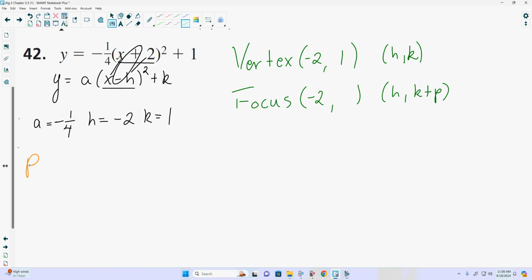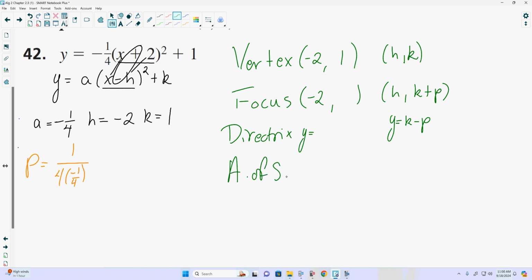Yes, because we still need to calculate P, which is 1 over 4 times A. And we'll do that here in a second. So we don't have that quite yet. Directrix, well, y equals k minus p. So we still need to find P to be able to calculate this, but we do get half the equation. Axis of symmetry: x is equal to -2, h.